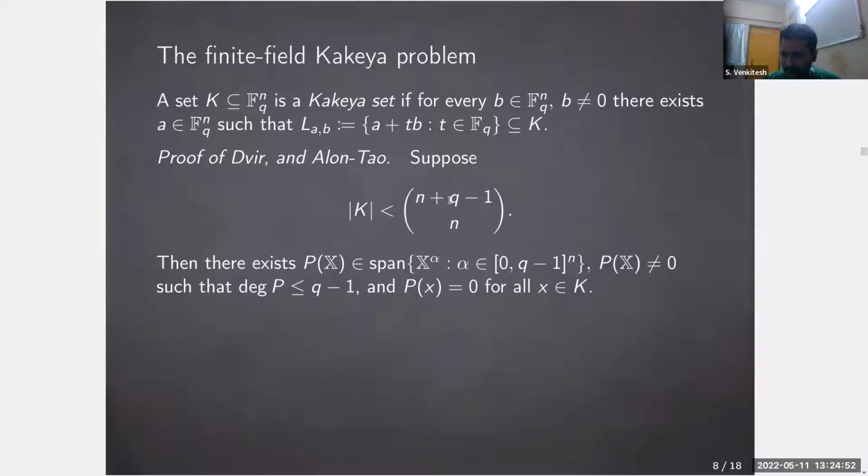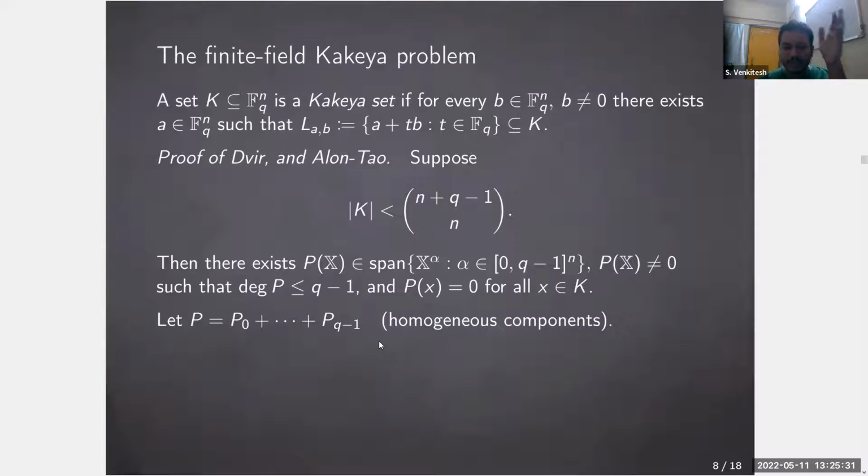Why is this true? It's a simple linear algebraic statement. Set up a linear system where you have one constraint for every point, and the monomials are all of degree at most q minus 1. You will get a linear system with the number of constraints strictly less than the number of variables. Therefore, it's a homogeneous system, so it must have a non-trivial solution. That solution is a non-zero polynomial. So there will be a non-zero polynomial in this span such that the degree is at most q minus 1 and it vanishes at every point of the Kakeya set.